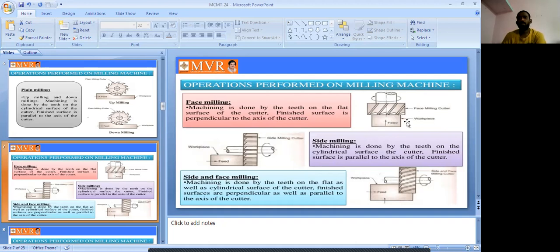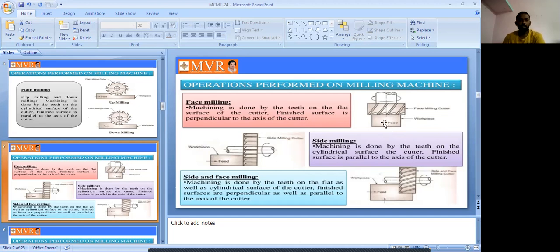The teeth of the cutter do the machining on these flat surfaces. So the finished surface after completion of this operation is perpendicular to the axis of the cutter. That is one of the main important points. So it is called face milling. In face milling, the finished surface is always perpendicular to the axis of the cutter. So that is called face milling.